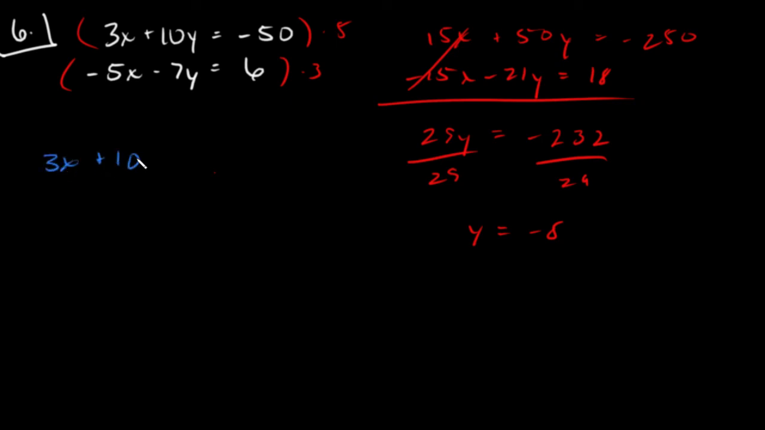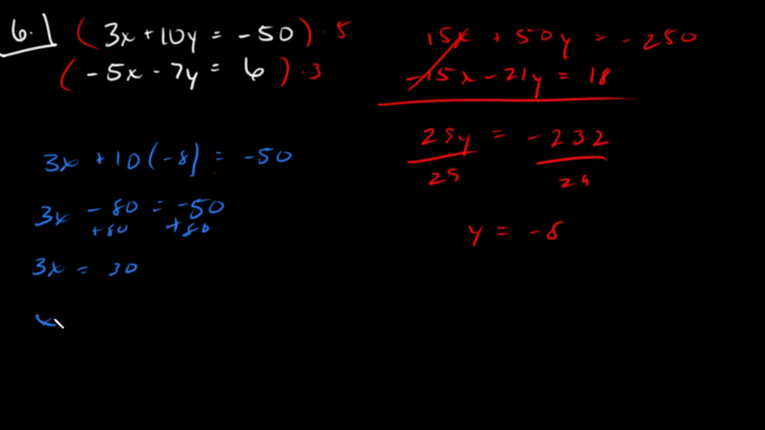3x plus 10 times y, which is negative 8, equals negative 50. 3x minus 80 equals negative 50. So add 80. 3x equals 30. X equals 10. So 10, negative 8.